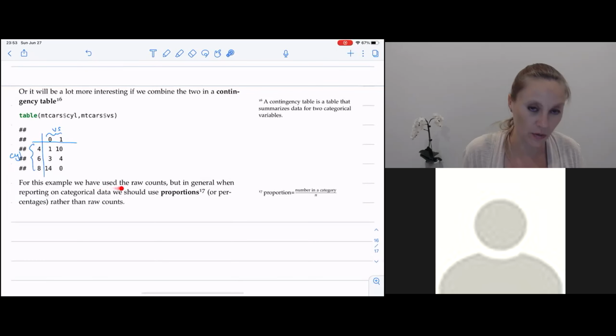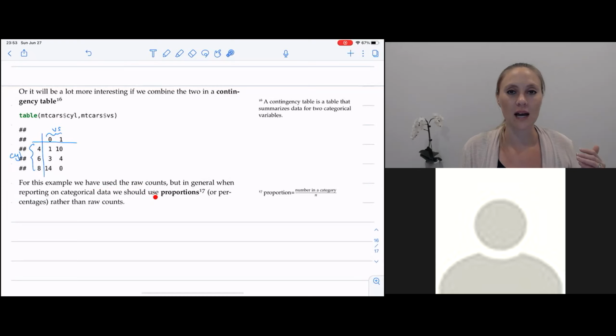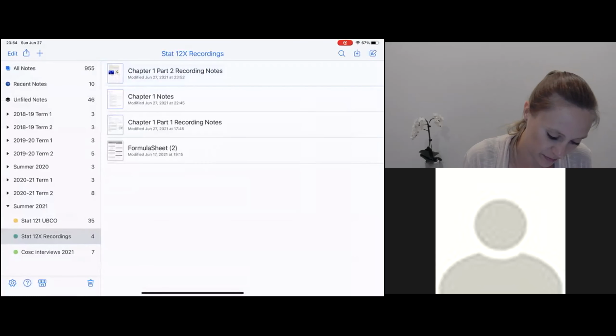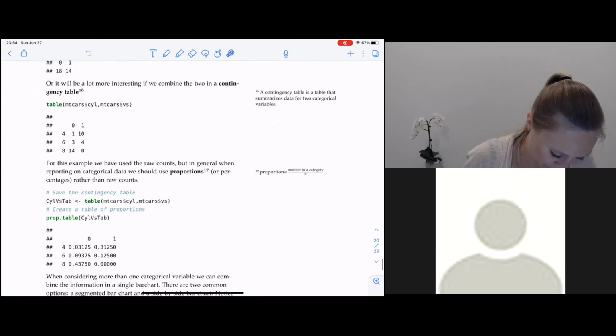So we've used the raw counts, but in general, when we're reporting on categorical data, what we should be doing is use the proportions, right? Because when I say 14, 14 doesn't mean anything, right? 14 out of how many? And so that's what the proportion is. So a proportion is the number in a category over n, right? And so I've got the proportions here.